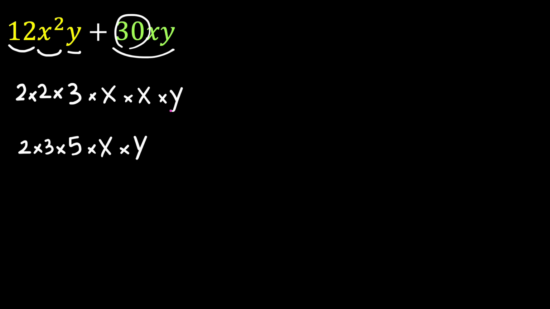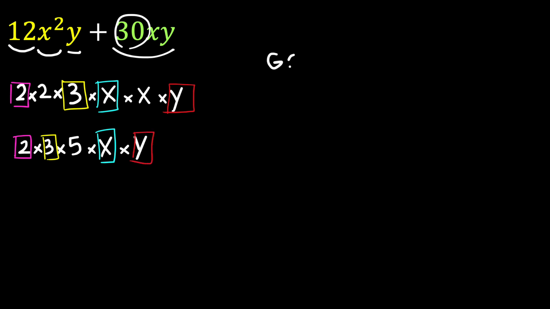Now it's time to write the greatest common factor. The greatest common factor is the largest factor that all of these terms have in common. As you can see, each of them has a 2, a 3, an x, and also a y. So our greatest common factor will be the product of these common factors: 2 times 3 times x times y, which equals 6xy.